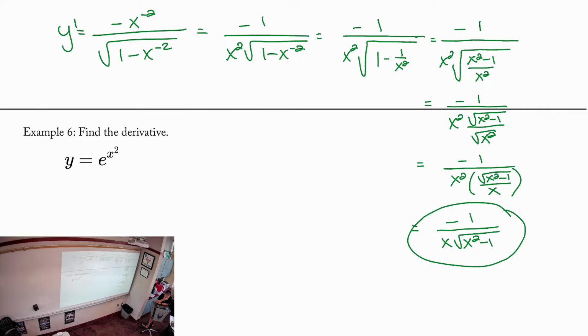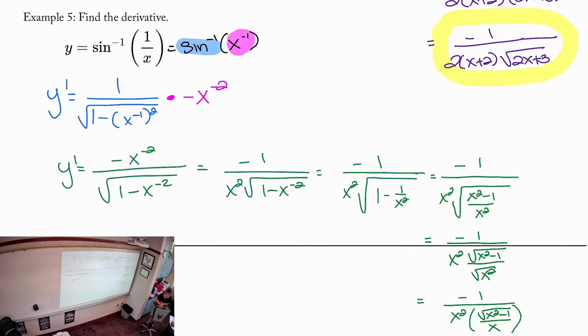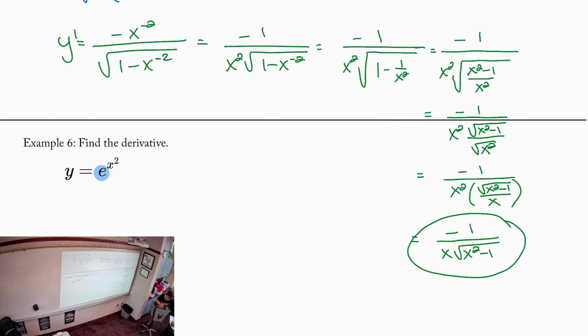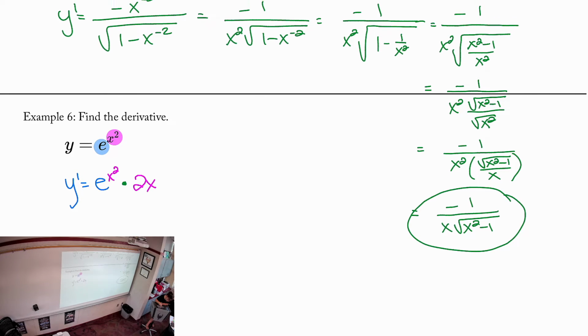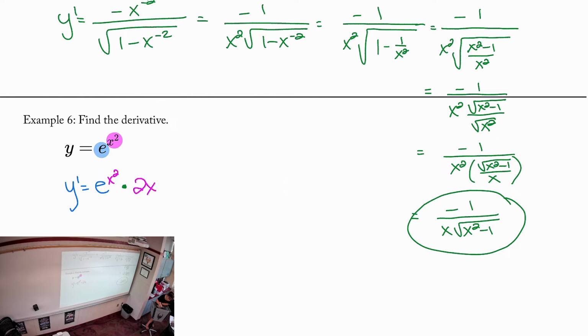Now we have to change gears to logs and e. The outside function is e, and your inside function is your exponent. The derivative of e to the x is itself, so e to the x squared. Then you multiply by the derivative of x squared, which is 2x. So y prime is 2x e to the x squared.